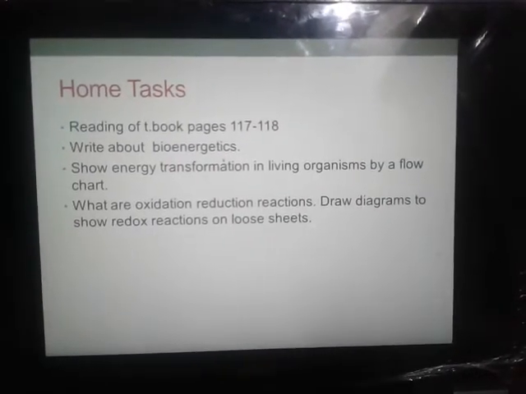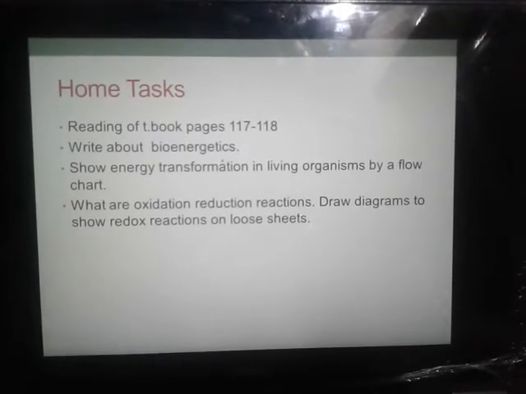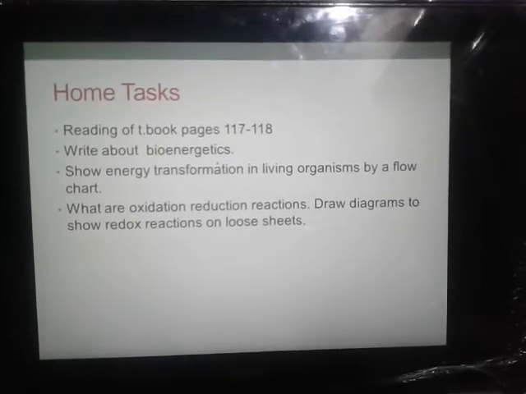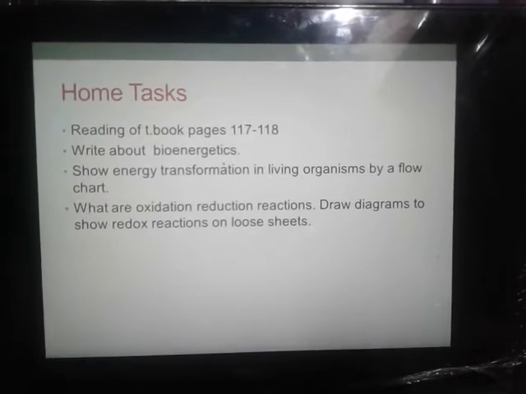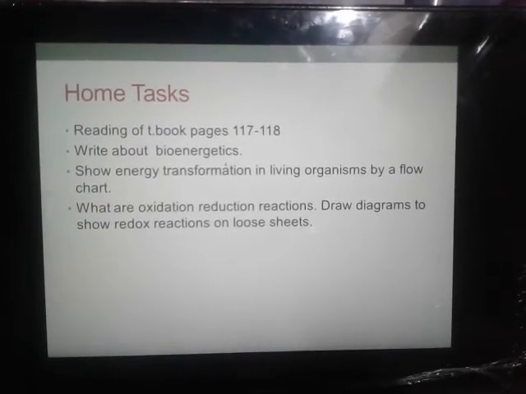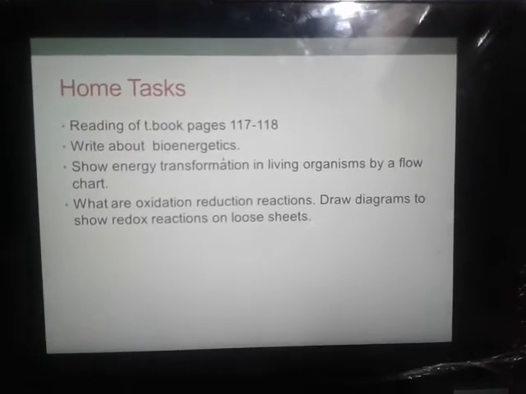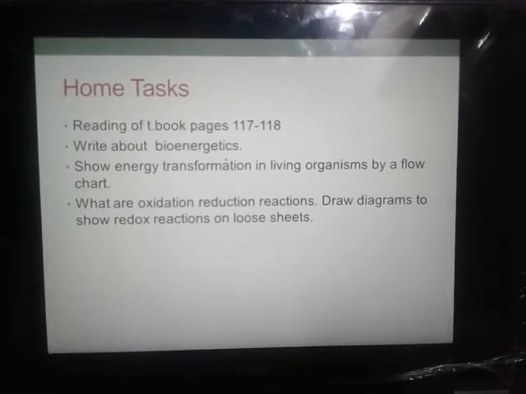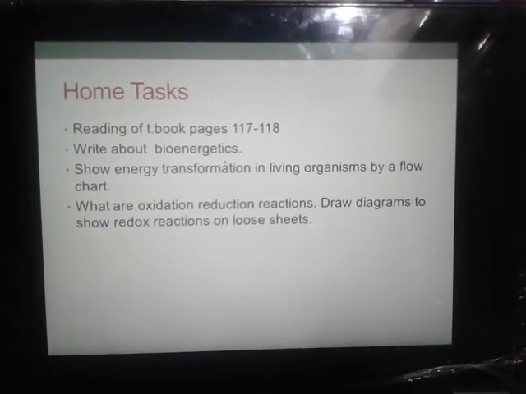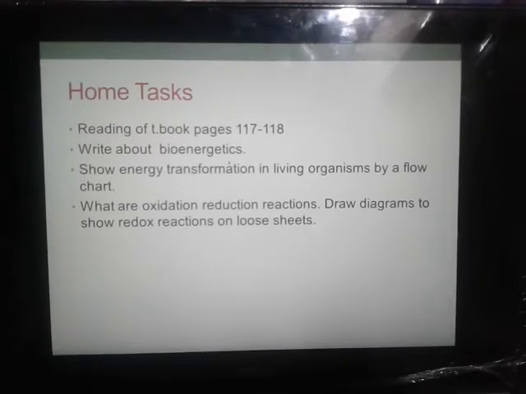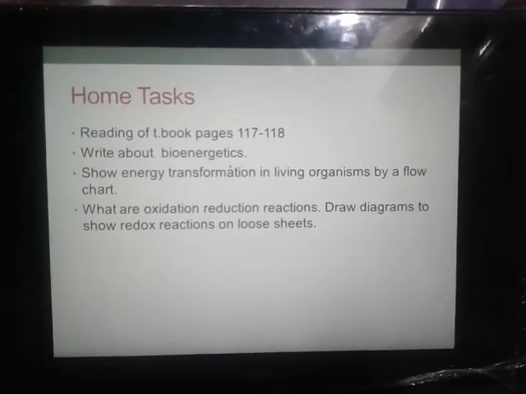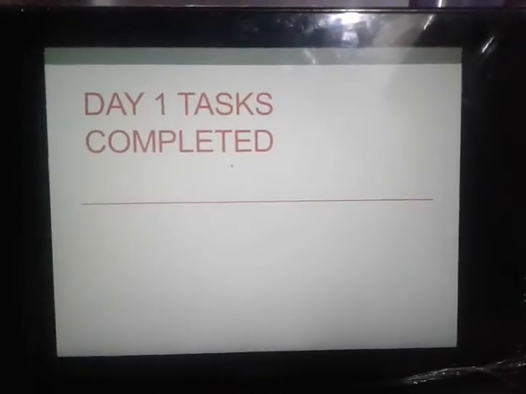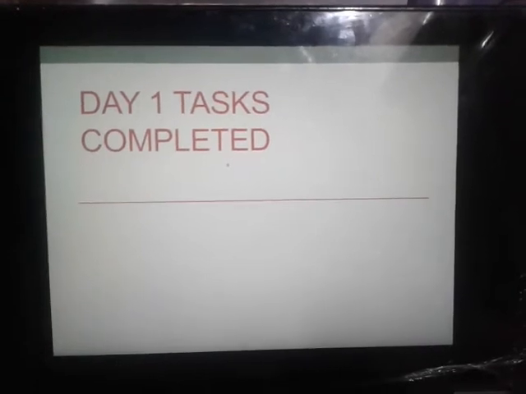Home task for day 1: reading of textbook pages 117 to 118. Write about bioenergetics, and show energy transformation in living organisms by a flow chart. What are oxidation reduction reactions? Draw diagrams to show redox reactions on loose sheets. Day 1 tasks completed. Alhamdulillah.